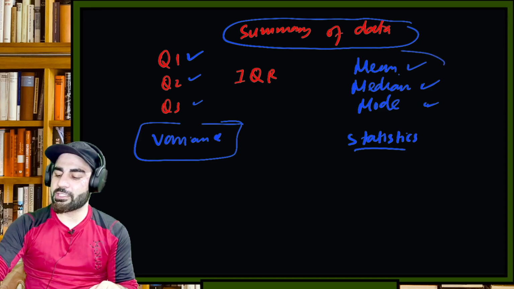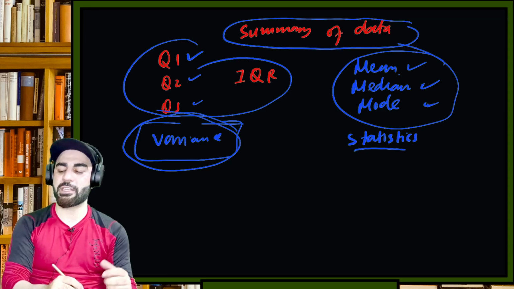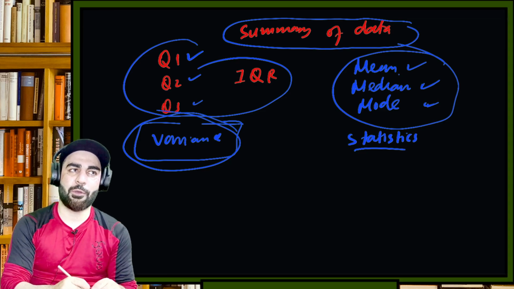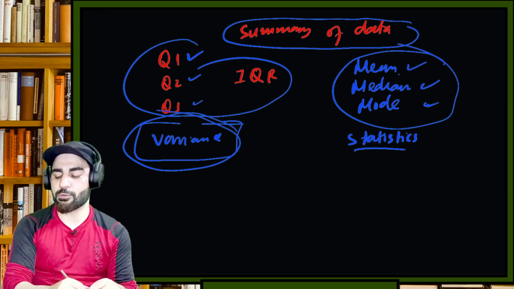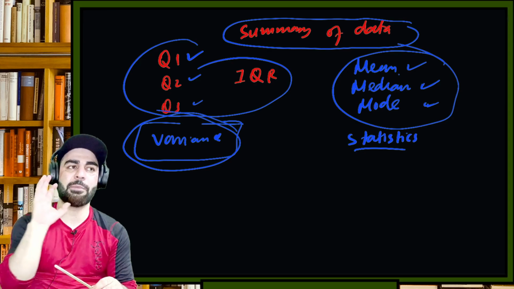So these are the numbers: mean, median, mode, quartiles, variance. Maybe there will be some other numbers which we will discuss in detail in the probability and stats part of the course once we reach there. But I hope you at least got some idea about what these numbers are. These numbers try to summarize data.